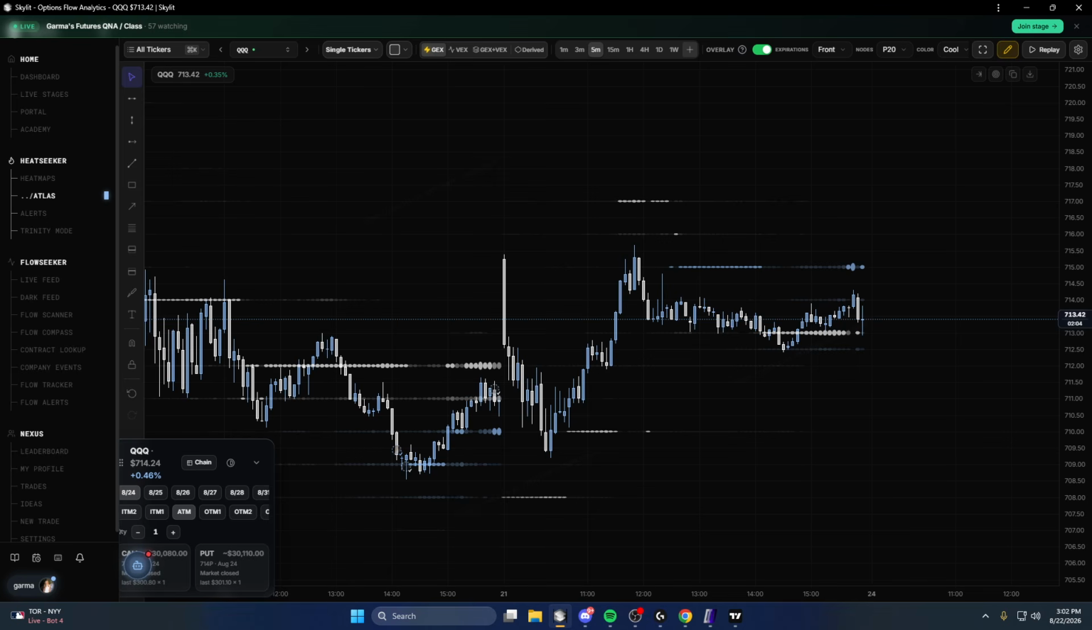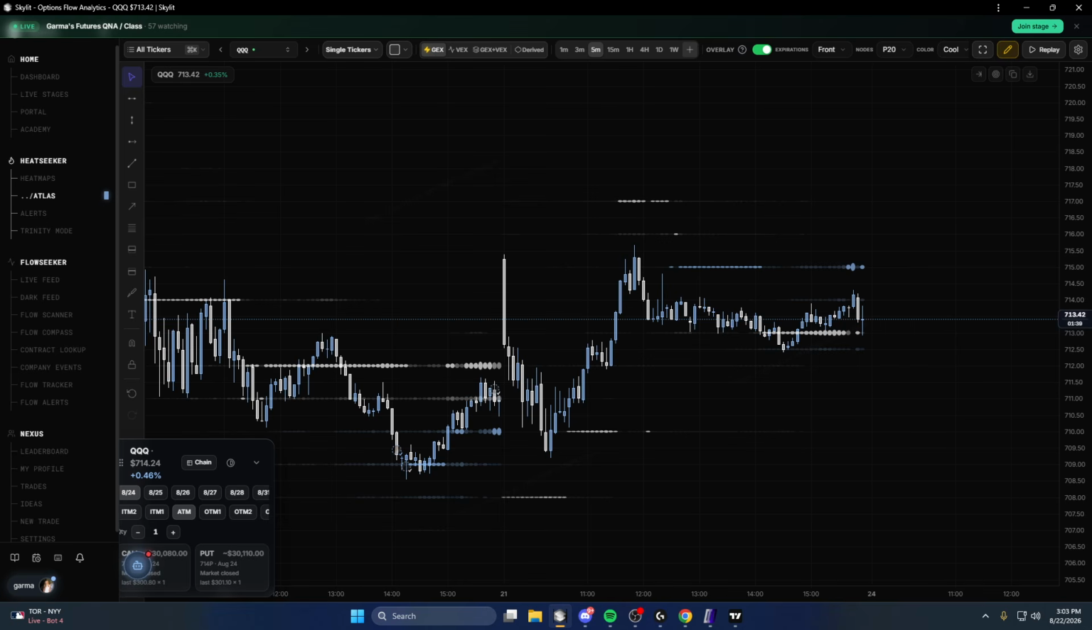Fair value gaps, I don't use fair value gaps. I don't use order blocks. By the time you're waiting for a fair value gap to form, or you're waiting for a candle closure, the move's already happening. So that's the reason I don't use it. Why not get in before that fair value gap forms? You can definitely get a way better fill.